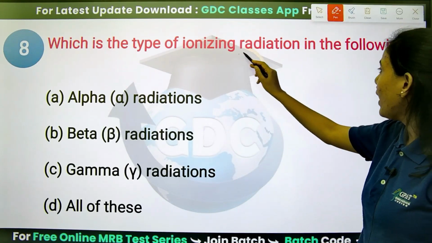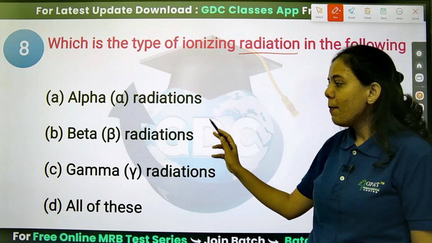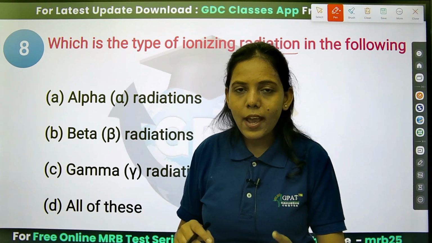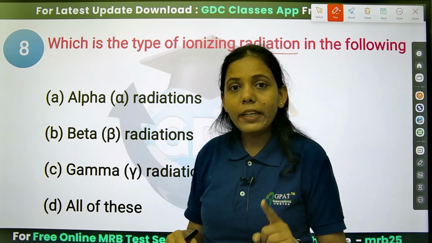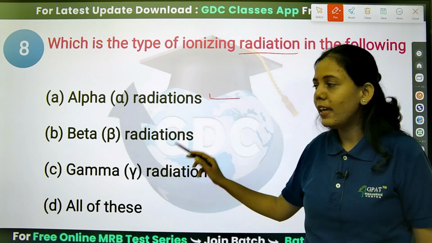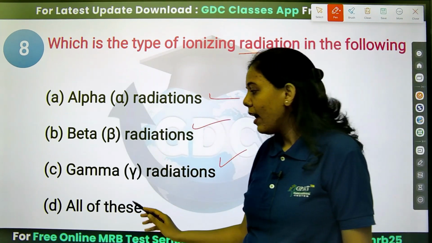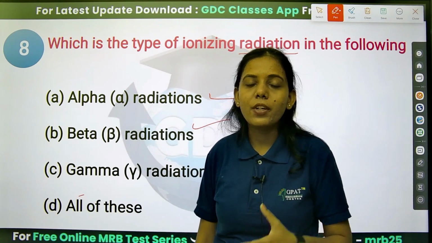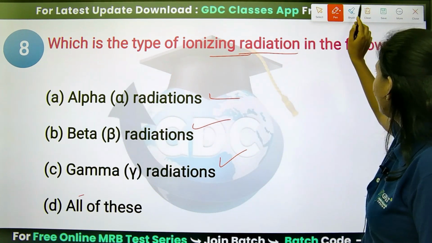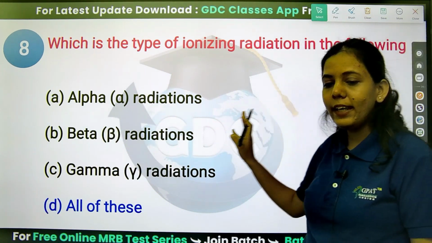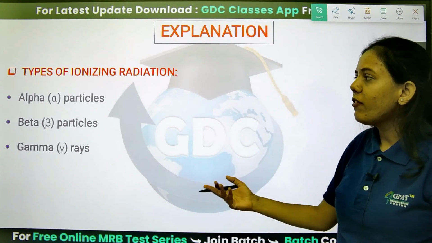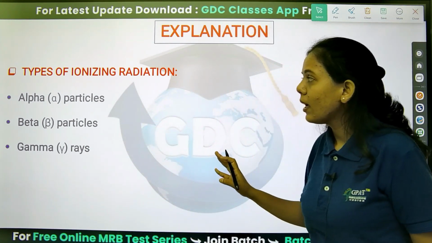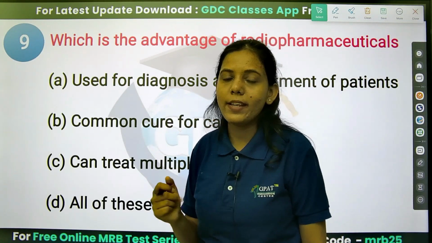Which is the type of ionizing radiation in the following? Alpha, beta, gamma, all of this. Just now we have seen, although gamma is having lower ionizing potential or power, it is still ionizing. So alpha anyways it is there, beta is also there, gamma is also there. So all of this is the option, that is option D. All of the mentioned options contain the ionizing radiation. So option D, all of this, is the right answer. So types of ionizing radiation are alpha, beta and gamma. These are the ionizing radiations. But remember that gamma is having the lesser ionizing radiation.